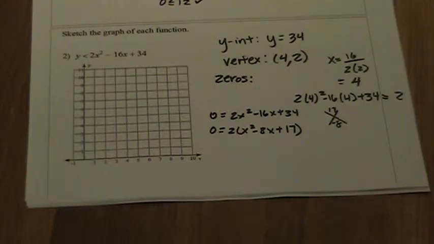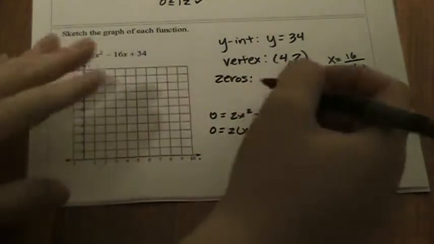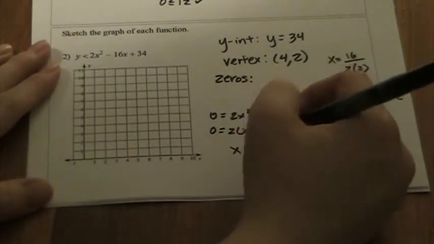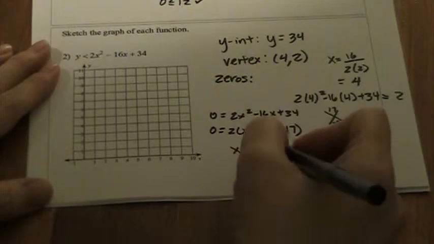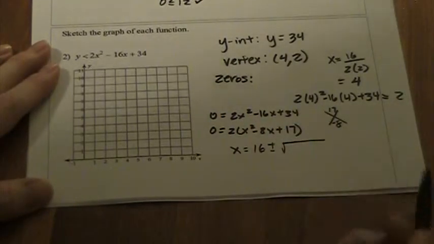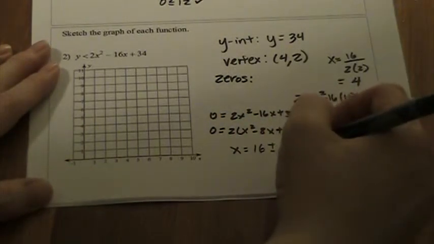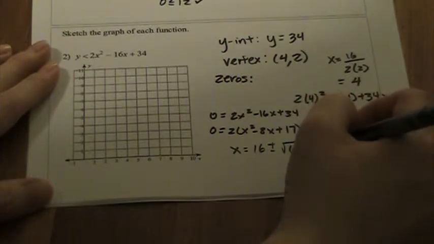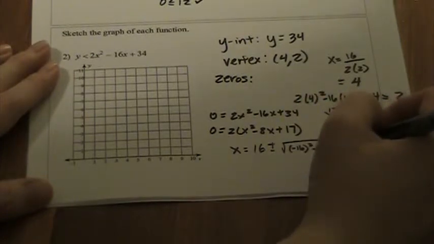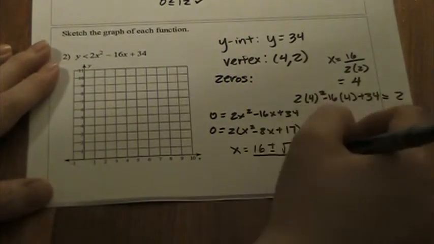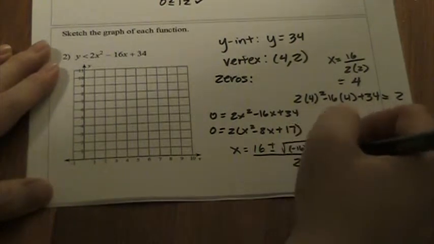Now, anticipating with the x puzzle, if I try to solve this x puzzle, there is no solution. So I'm looking at either having to solve this with completing the square or the quadratic formula. And I'm going to choose the quadratic formula. So x equals the opposite of b, which would be 16, plus or minus the square root of b squared minus 4ac, all over 2a.